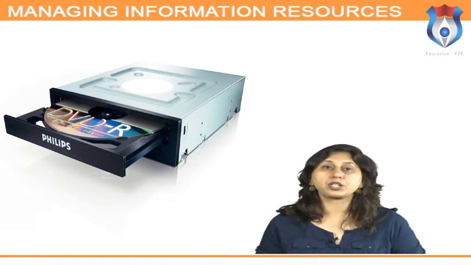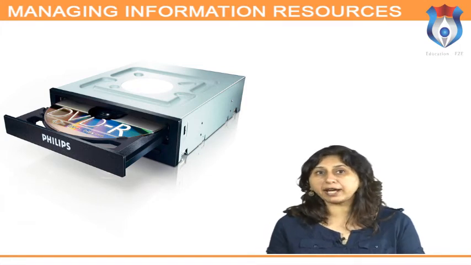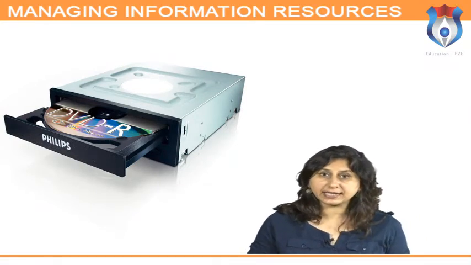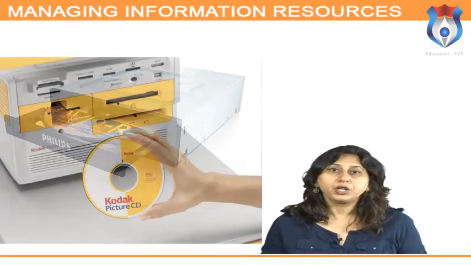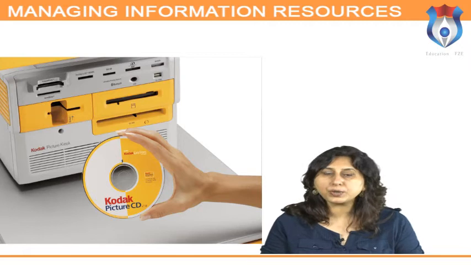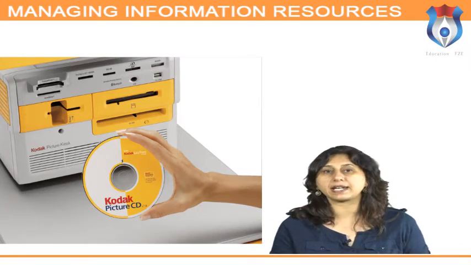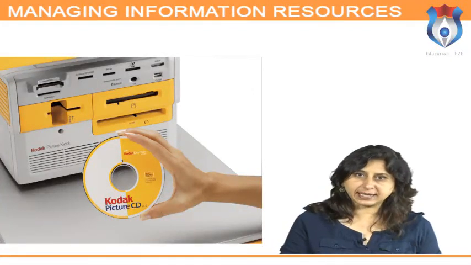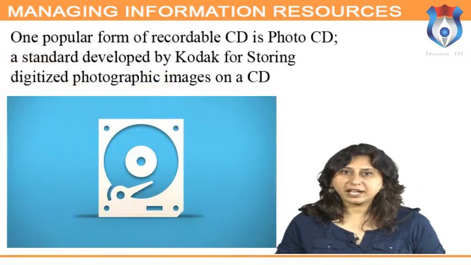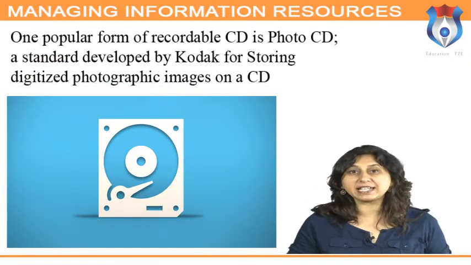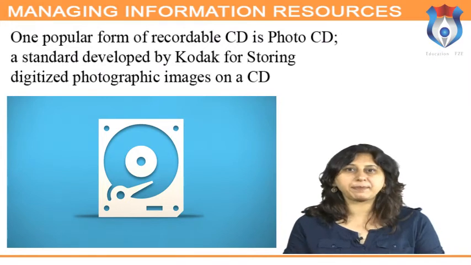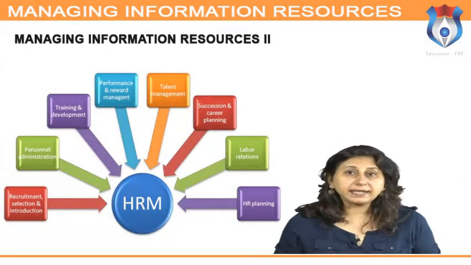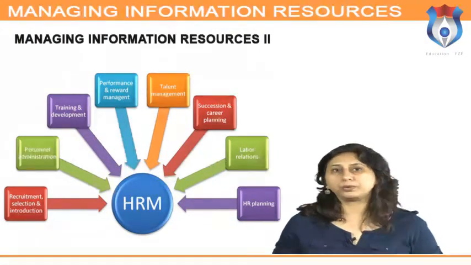CDR, CDRW and photo CD. CDR allows us to create our own CD-ROM disks that can be read by any CD-ROM drive. After the information has been written to the CD, it cannot be changed. Using CDRW drives, the user can write and overwrite data onto CDs. With a CDRW, data can be revised in the same manner as a floppy disk. One popular form of recordable CD is photo CD, a standard developed by Kodak for storing digitized photographic images on a CD.